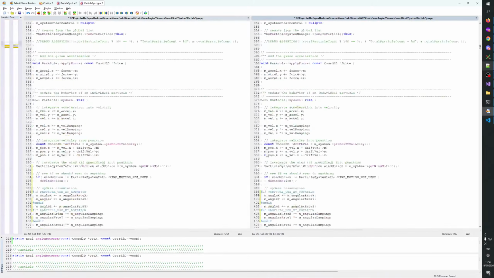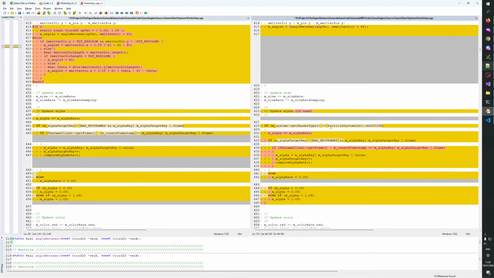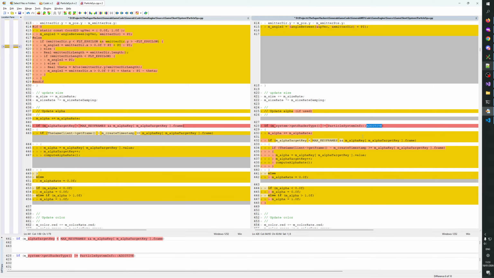Okay, so there's only one piece left here. Only this. Update alpha, if used. Alpha. Shader type additive. Alpha rate, blah, blah. If used, additive. Oh, okay, so they basically put this stuff into this test here. Yeah.